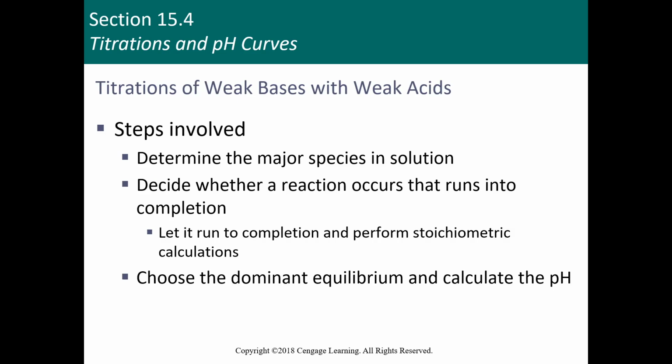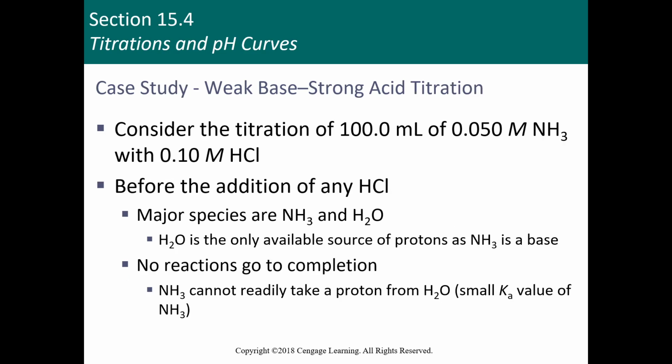All right, so the titration of weak bases with weak acids. So the steps that you have to do in this case. Now remember that you're using a weak base with a weak acid, right? And so you do not have complete dissociation for either of these, as opposed to the strong bases we looked at before. So you have to determine your major species in solution. Decide whether a reaction runs to completion. Let it run to completion and perform stoichiometric calculations if it does. Choose the dominant equilibrium and calculate the pH.